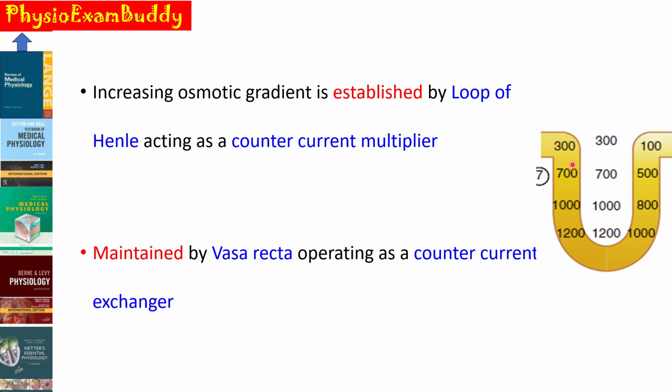So this increasing osmolarity in the renal medulla is established with the help of the loop of Henle. So this loop of Henle is commonly referred to as the counter current multiplier. Whereas the osmolarity established by this loop of Henle is maintained by the vasa recta, which is running parallel to the loop of Henle. So this vasa recta is commonly referred to as the counter current exchanger.